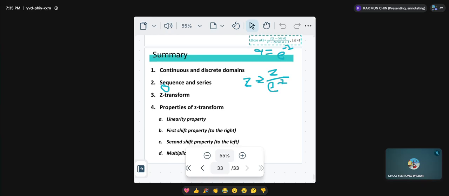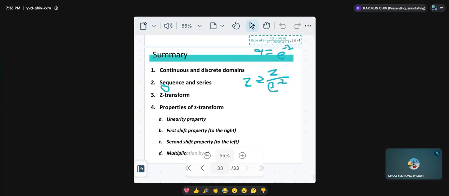So that's it. The main point for these chapters is that you need to know how to do the z transform, and you need to know these 4 properties. Multiplication and the linear are very straightforward. What you need to do is more exercises for the first shift property and second shift property. Basically it's just to follow their theorem.